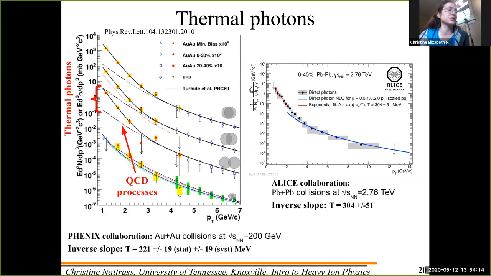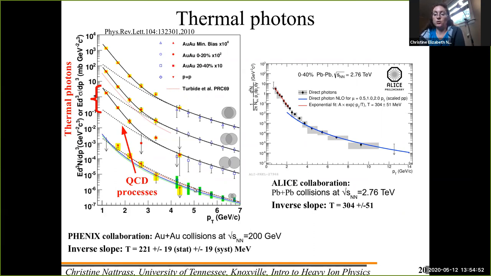Now in a heavy ion collision, you have a bunch of background, so there are QCD processes, things that would happen in a proton-proton collision independent of whether or not you form a quark-gluon plasma. These are not thermal photons. And there are very good predictions of those. So what you see here is comparisons between predictions for photon production as a function of the momentum of the photon compared to Phoenix measurements.